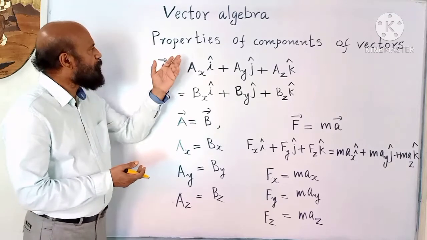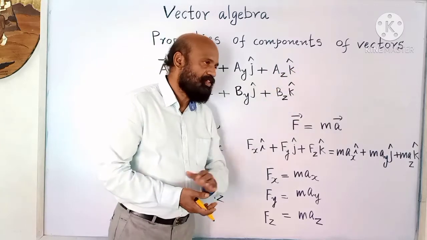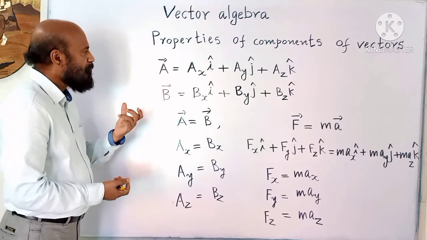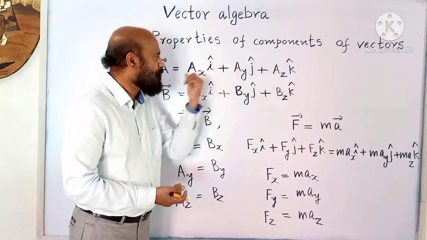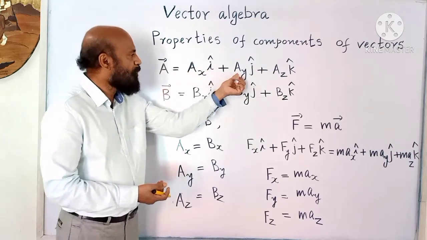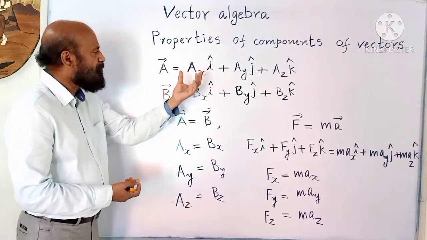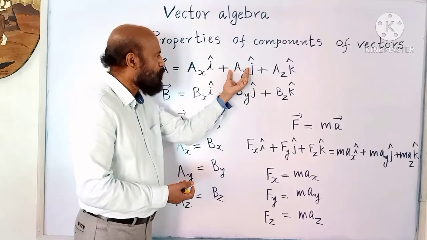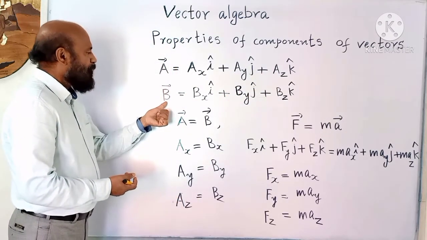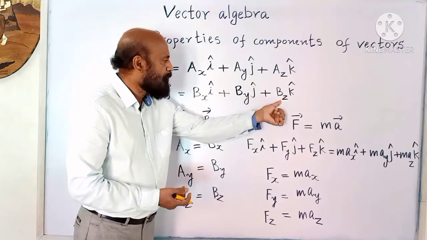In this video, I'm going to explain properties of components of vectors. You know, a vector can be expressed in the form of components. A vector is equal to ax i cap plus ay j cap plus az k cap. Ax is the component along the x-axis, ay is the component along the y-axis, az is the component along the z-axis. B vector is bx i cap plus by j cap plus bz k cap.